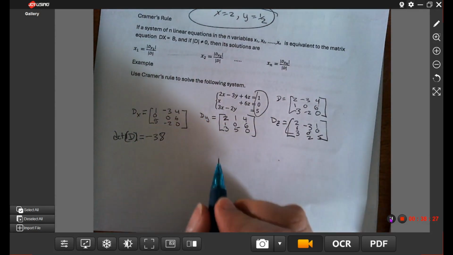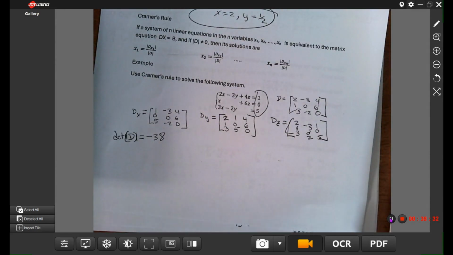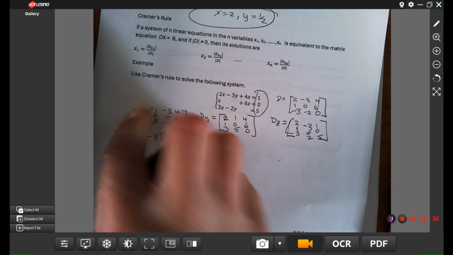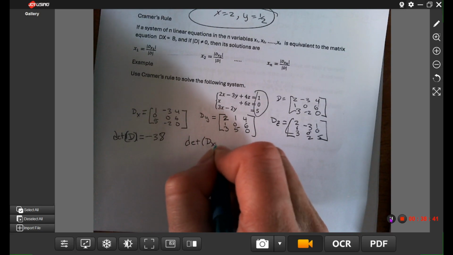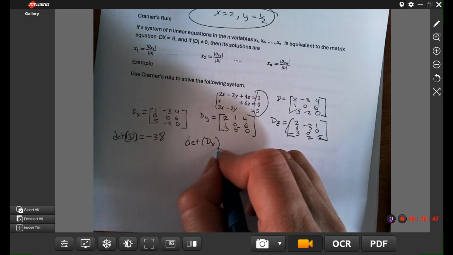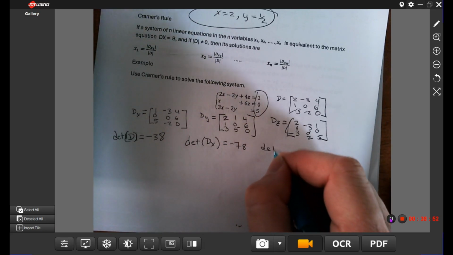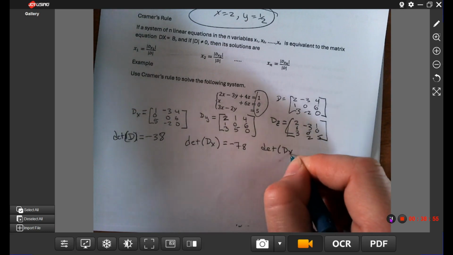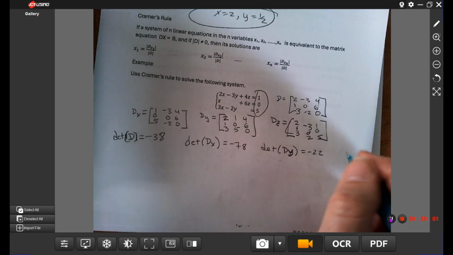So now you know how to do it. You can do it for the other 3. So let me just tell you what they are. So I'll write it this way for the fun of notation. The determinant of D sub x, which you would have to put into your calculator to find, is negative 78. And the determinant of D sub y, that's a y, is negative 22. And the determinant of D sub z is 13.